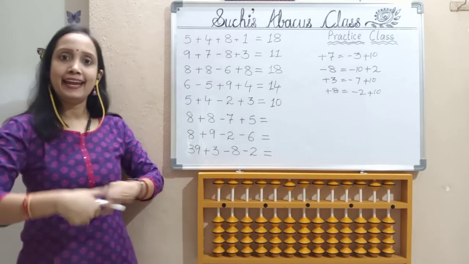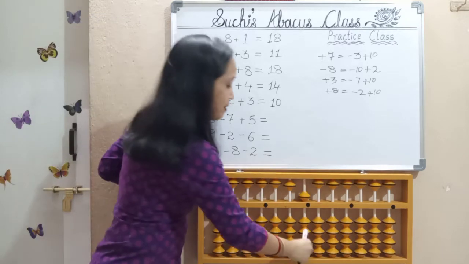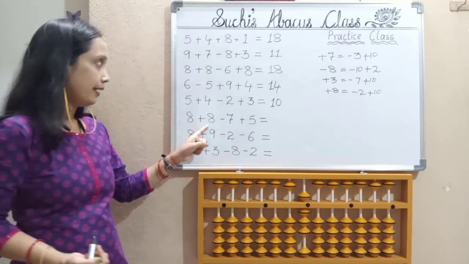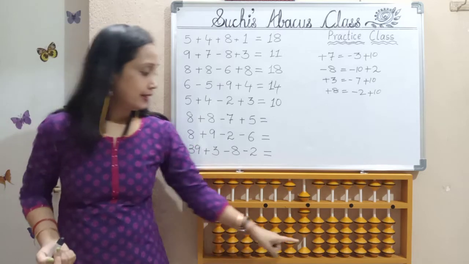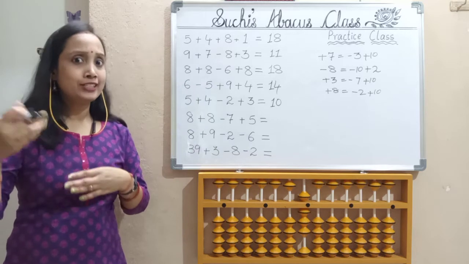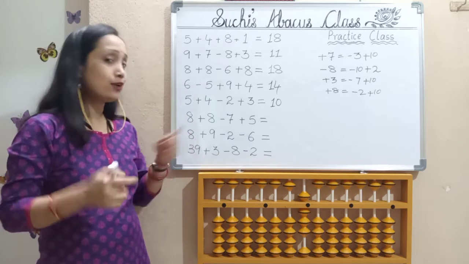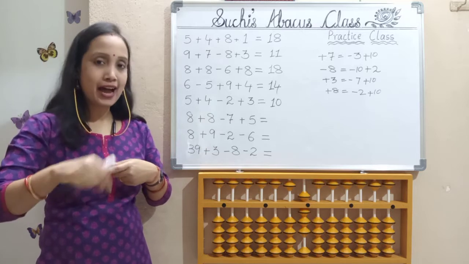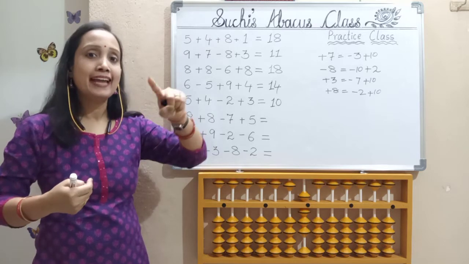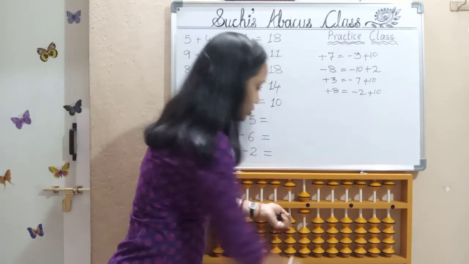Next, add 8. 5 and 3, pinch in. Again, I need add 8. I have here only 1 bit. So, for 8, ask the question series. Who is 8's friend? 8's friend, 2. So, for add, who should go out? 2 should go out. Who should come in? 10 should come in. That is, add 8 is equals to less 2. Add 10.